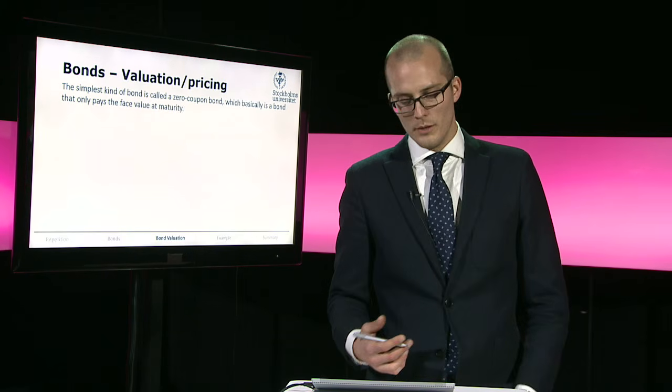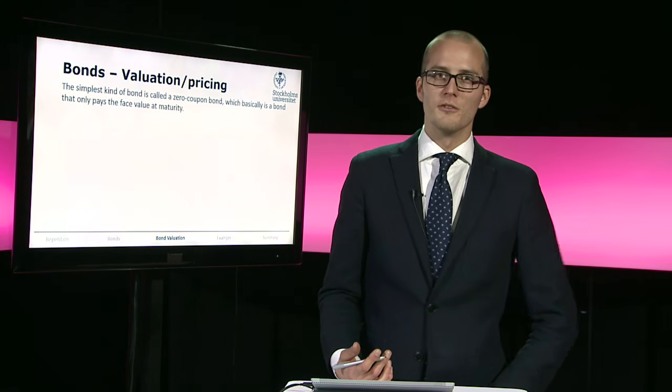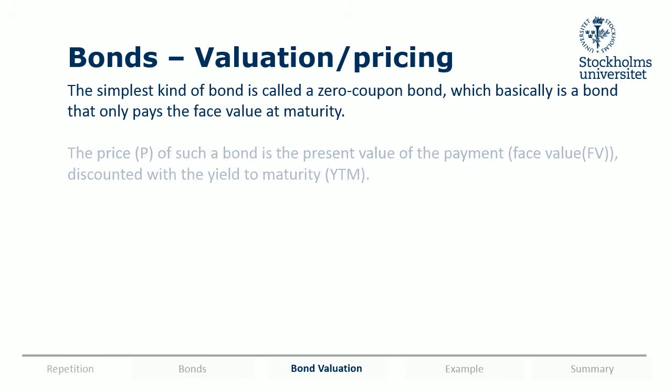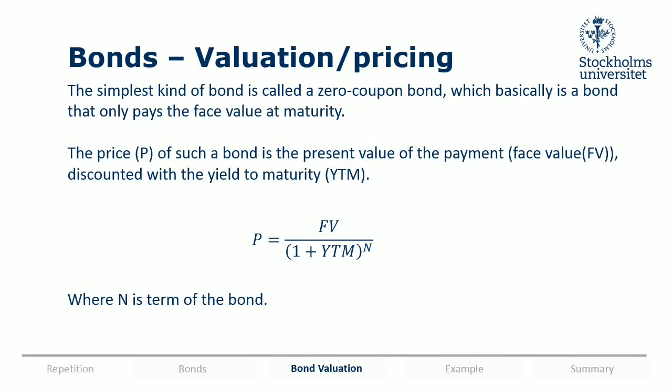The simplest kind of bond is a zero coupon bond, which basically is a bond without coupon payments. It only pays out the face value. So the price of such a bond is the present value of that payment. For example, if you have a zero coupon bond for 3 years, you will be paid the face value in 3 years. In order to price the bond, you just calculate the present value of this cash flow. And it looks like this.